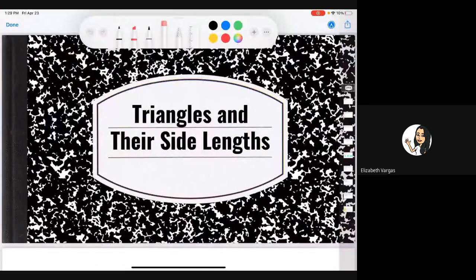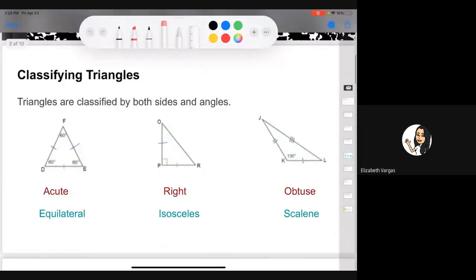Okay, so triangles and their side lengths. We can classify triangles by their sides and their angles. These are the different ways we can classify them. If we classify triangles based on their angles, we identify if there are 3 acute angles, then we have an acute triangle. So acute triangles have 3 acute angles.